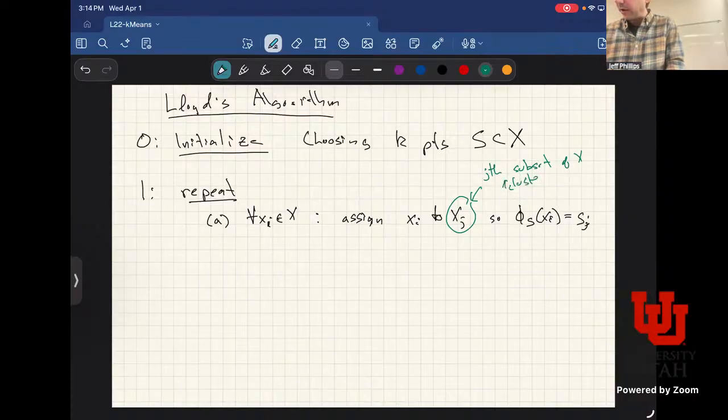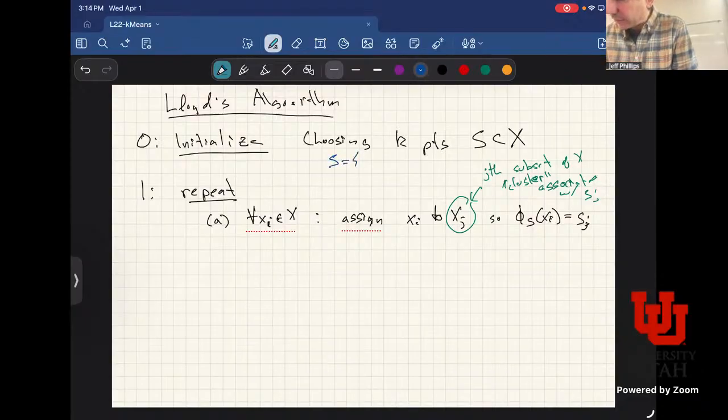So this would be a cluster, and this is the one associated with SJ, right? I have these case sites at the top up here, so this implies that this is S1, S2, up to SK, right? So I have the case sites I chose to initialize with, and I'm going to assign each of the data points to the one that's the closest.